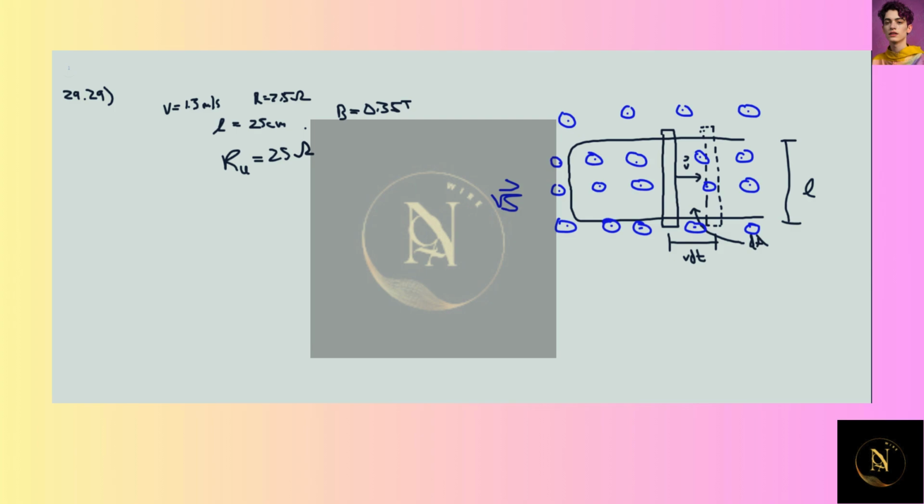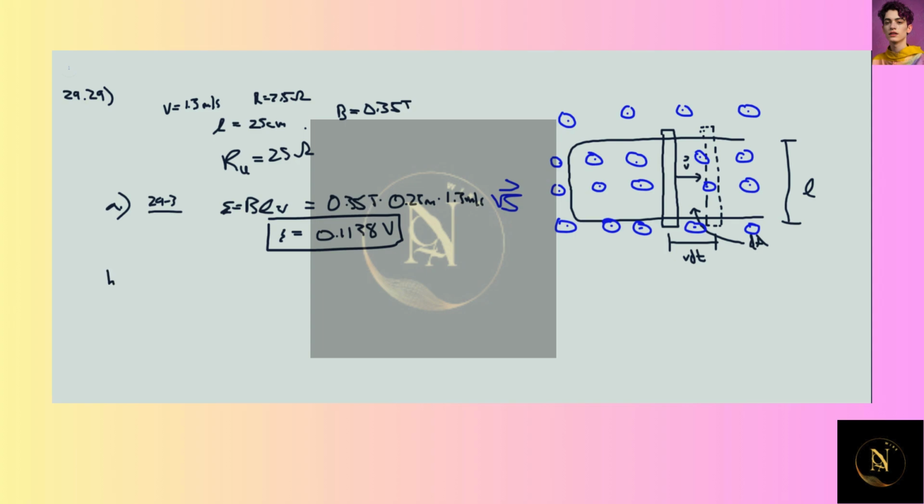Part A says calculate the induced EMF. Because the velocity is perpendicular to the magnetic field and the rod, we can use equation 29.3 to find the induced EMF, which is just the magnitude of the magnetic field times L times V. So this becomes 0.35 Tesla times 0.25 meters times 1.3 meters per second, and we get an induced EMF of 0.1138 volts.